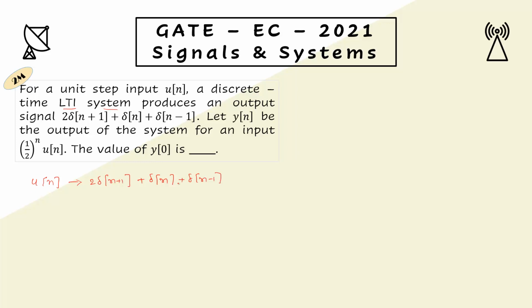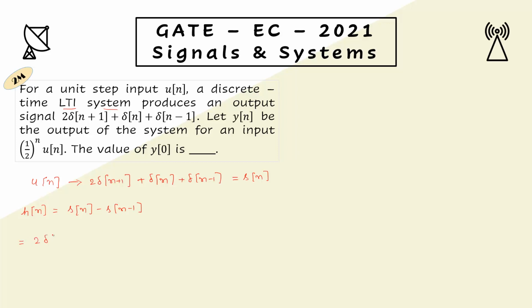So for u of n, this is the output. But we know that if u of n is the input for an LTI system, whatever output we get, we call that the step response of the system. Once the step response of the system is known, we can evaluate the impulse response of the system to be h of n, which is equal to s of n minus s of n minus 1. So let us substitute and see what happens.